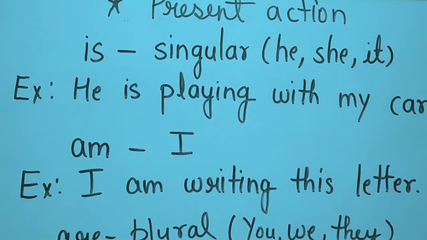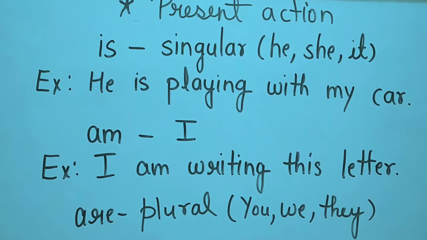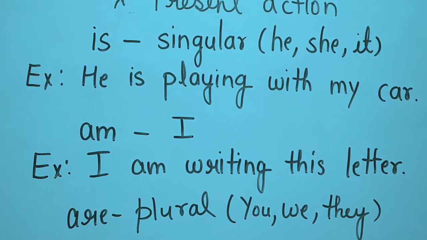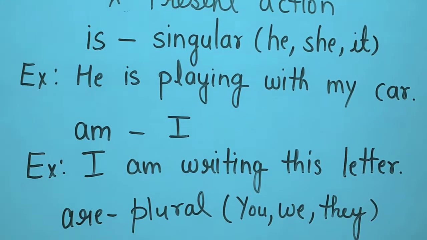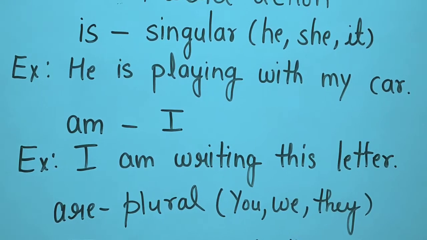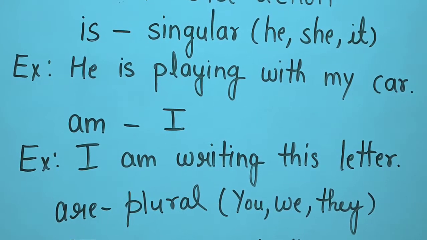Example: you can see that he is playing with my car. He here is singular, so what is used with it? Is. Your helping verb will be is. Second, am comes with I. I is singular but still it is counted with am.